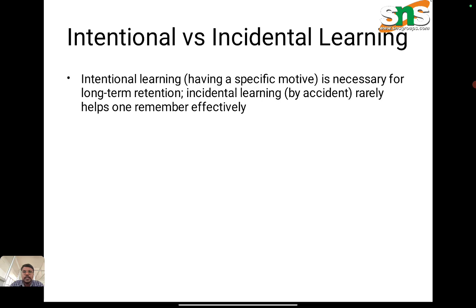Next, intentional versus incidental learning. Intentional learning has a specific motive that is necessary for long term retention, and incidental learning happens mainly in accidental situations, which rarely helps one remember effectively.